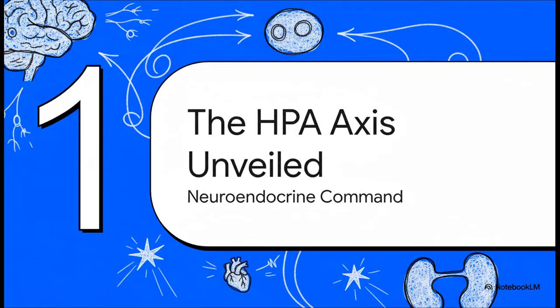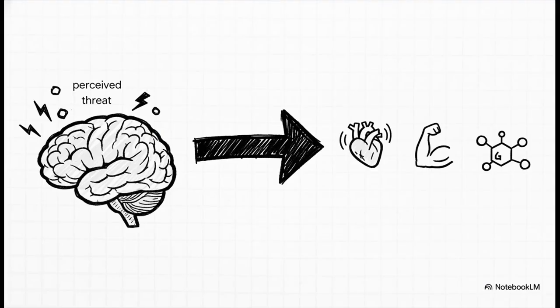Okay, Section 1, the HPA axis unveiled. Let's start by meeting the three main players in this neuroendocrine command center. At its very core, the HPA axis is this vital link between your nervous system and your endocrine system. You can think of it as the mechanism that takes a perceived threat, whether it's physical, emotional, or even metabolic, and translates it into a coordinated, body-wide response.